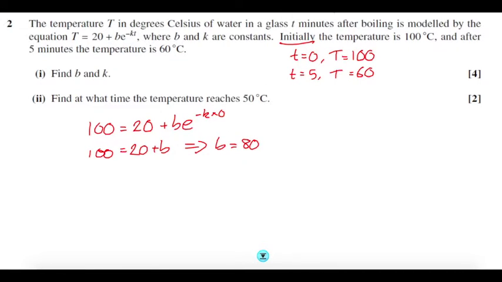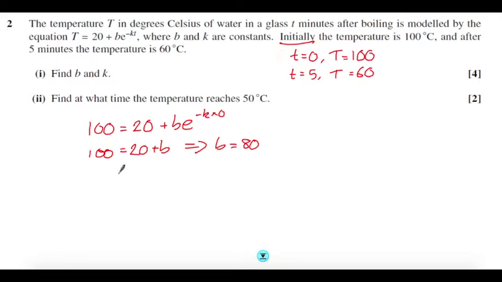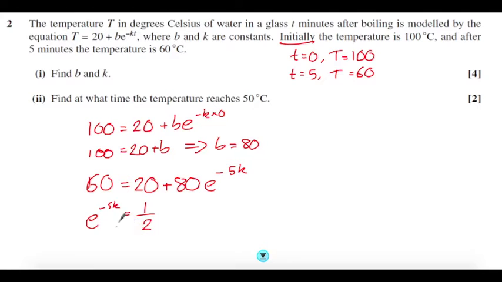Okay. So now that we know B is 80, we can sub in the second lot of points. So we know 60, so that's for big T, equals 20 plus 80, because we know B is 80 now, e to the minus 5k. Little t is 5, so this is e to the minus 5k. So to solve this, first of all, let's try and get this e to the minus 5k on its own. So we've got to take away 20 to give us 40, and then divide by 80. So that's a half. So e to the minus 5k equals a half.